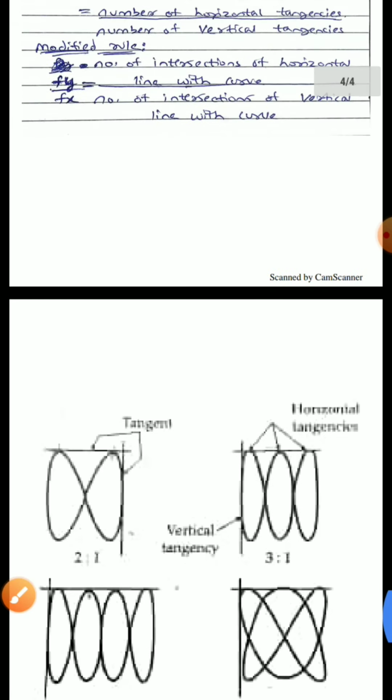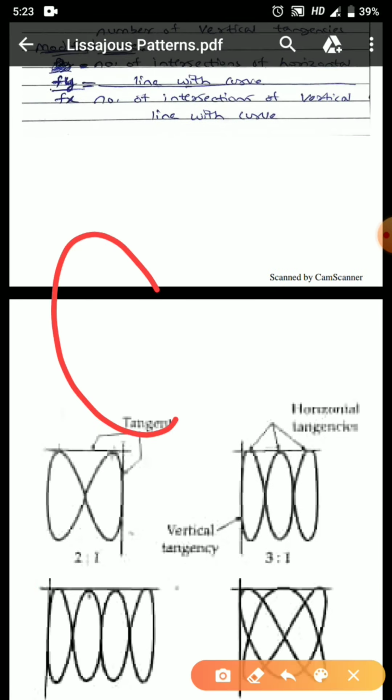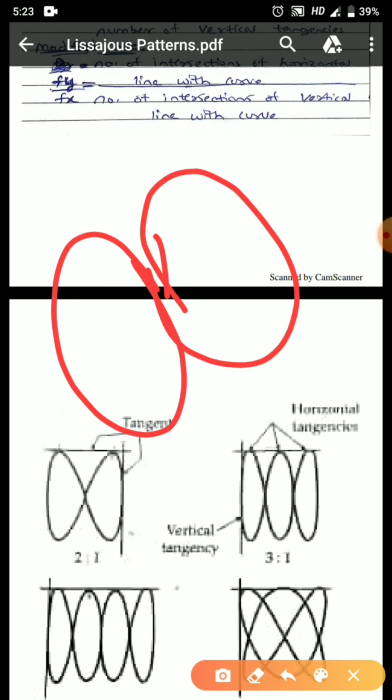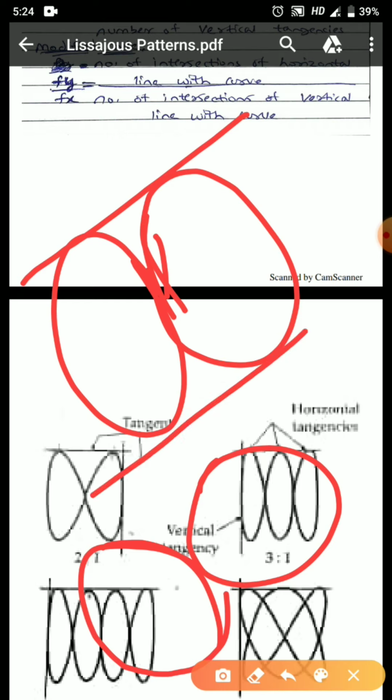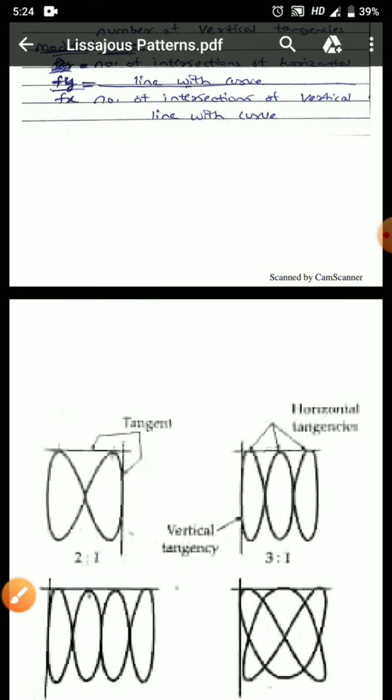Now how to calculate the tangencies? For example, if this is the pattern that is formed, I have to draw two lines. One thing to be kept in mind is that this is a full figure, not a half figure; the patterns have to be closed paths. Now what I have to do is draw a line either at the top or at the bottom, and a line either at one side or the other side. One line each I have to draw.